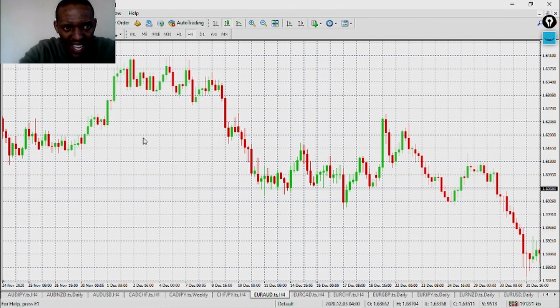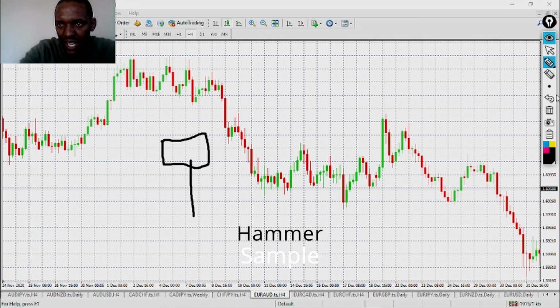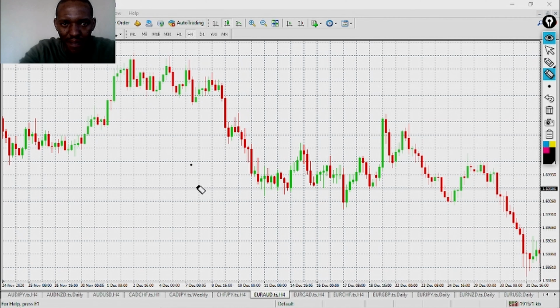As long as the candle's wick is bigger than the shade of the body, that's a hammer. It qualifies as a hammer, whether it's green or red. It's a hammer, guys. I want you to understand it's a hammer.